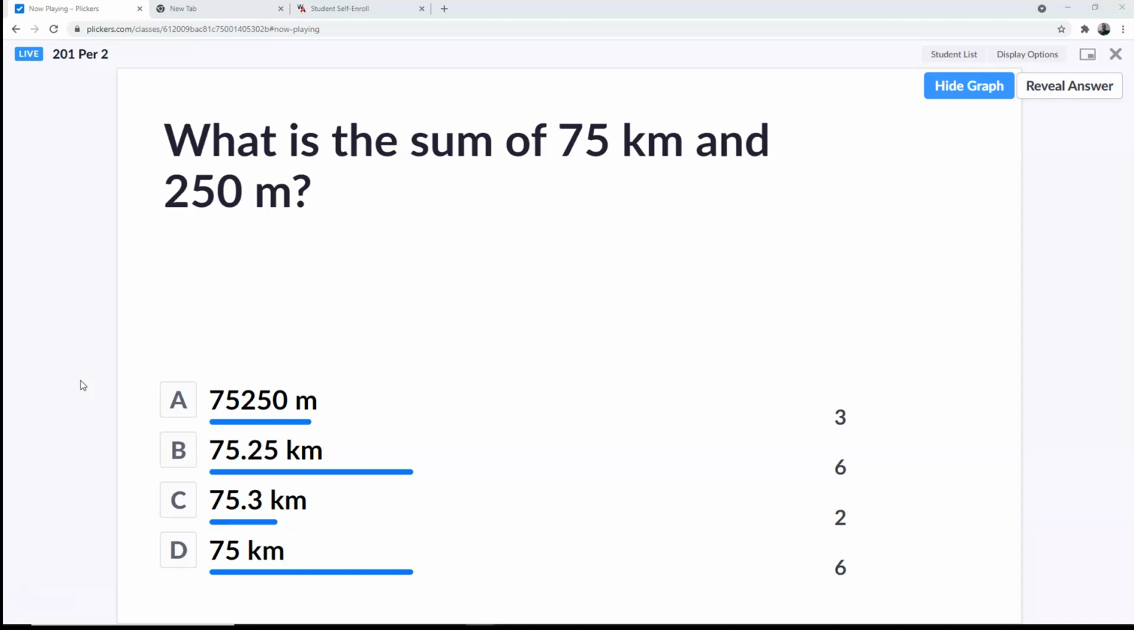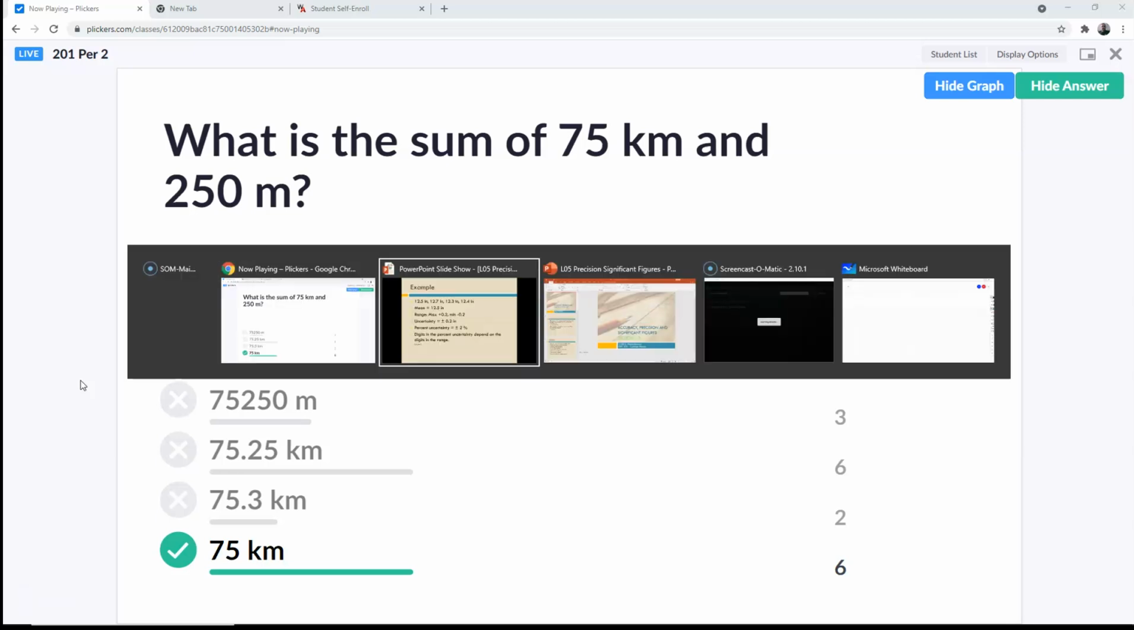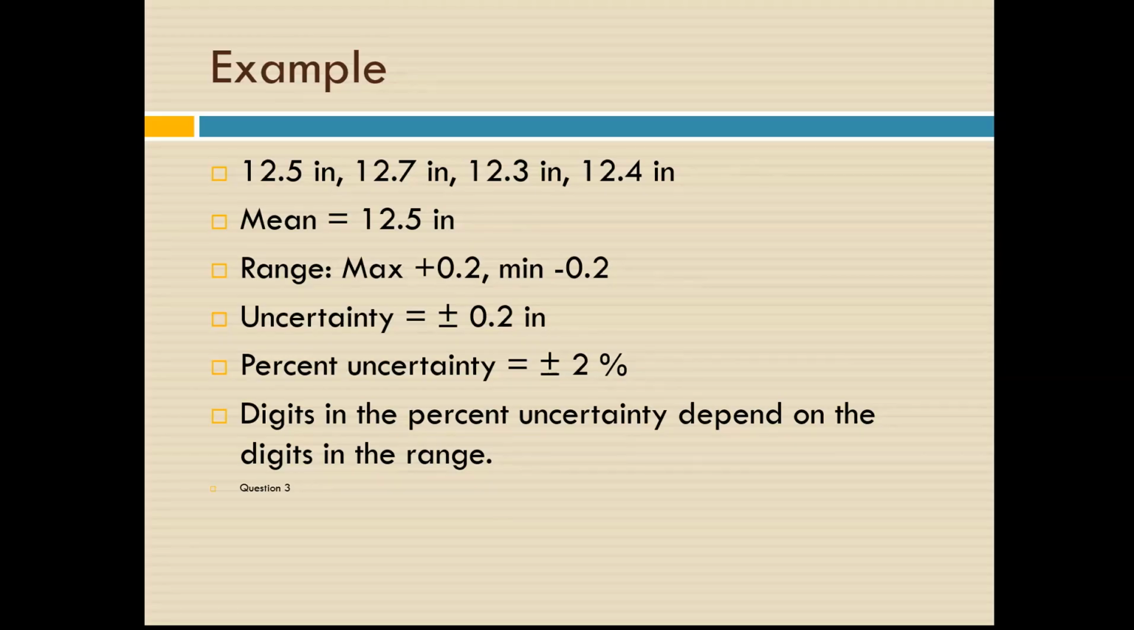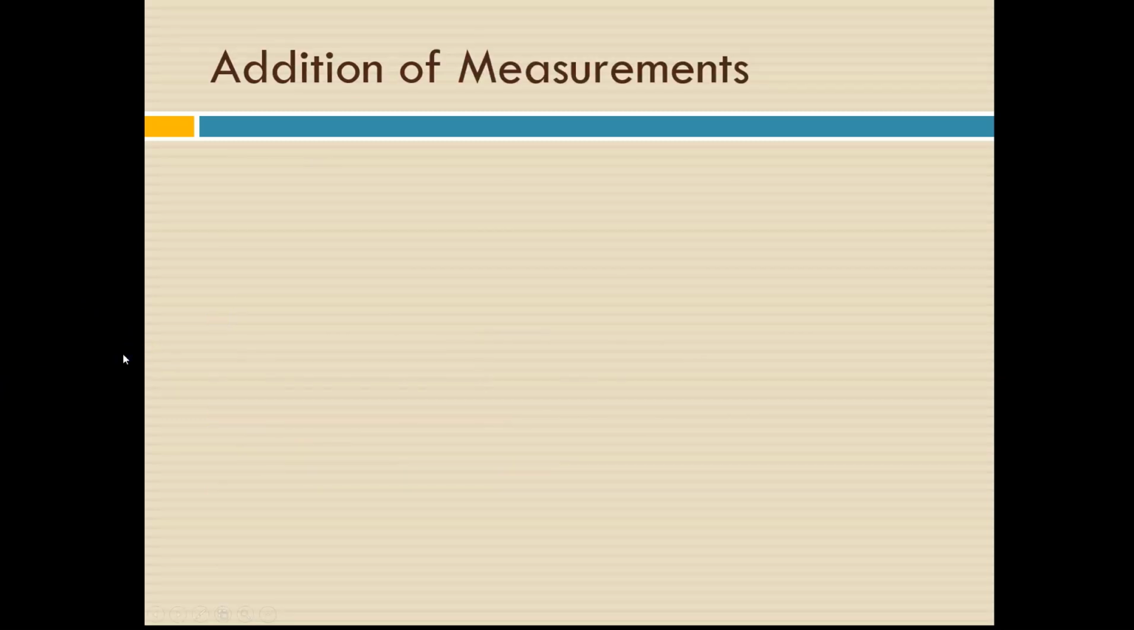For you guys, 3 of you say 75,250 meters. 6 of you say 75.25 kilometers, 2 of you say 75.3 kilometers, and 6 of you are saying 75 kilometers. I wouldn't necessarily call it an even spread, but it certainly is a spread, yes? The actual answer is 75 kilometers. Now, the reason why is where we start talking about precision and significant figures. Okay? So let's go ahead and bring my lecture up, and I will explain it.